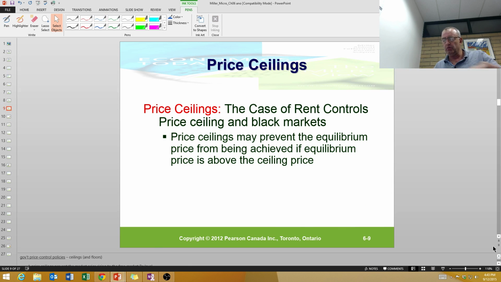Okay, so price ceilings. I've got a diagram here. Price ceilings prevent the market price from reaching the free market level. So we've got a demand, we've got a supply. Here's our equilibrium price, and the price ceiling is down here. And so the price ceiling creates a shortage.